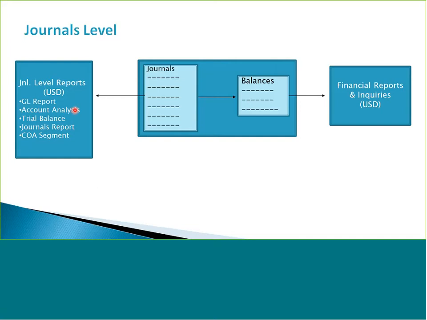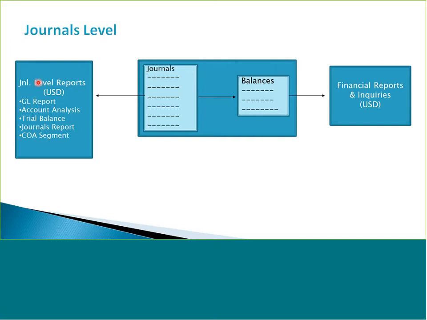Now, assuming that we want to have foreign currency amounts for both these levels, right? For the balances, so that we can run financial reports in foreign currency, and for the journal level reports, so that we can also view these reports in foreign currency. That is where the journals level reporting currencies comes in.